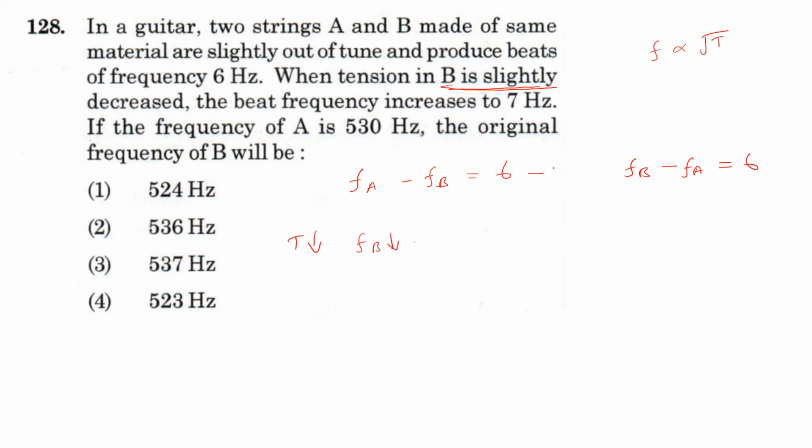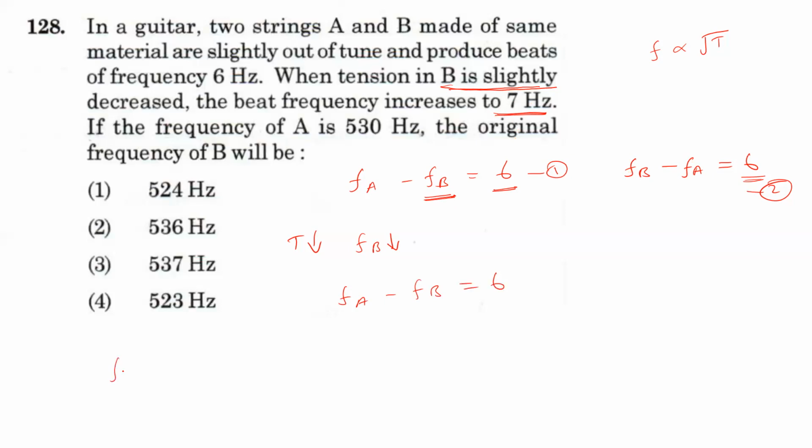That means this is the first equation, this is the second equation. If you take the first equation, only FB decreases, the difference increases, so the beat frequency will increase. Suppose you take the second equation: if FB decreases, the difference will decrease, so the result will decrease. But the real result is given as increases. So the first equation satisfies the given condition. That means FA minus FB is equal to 6 is what we have to take.